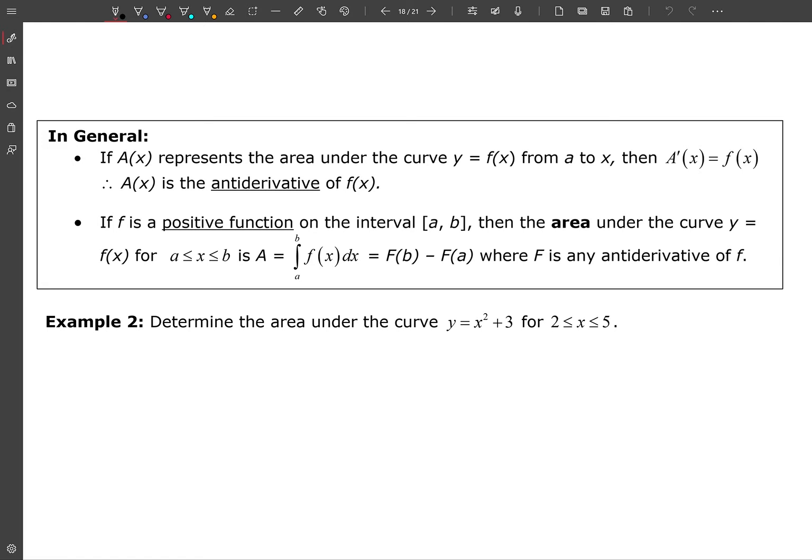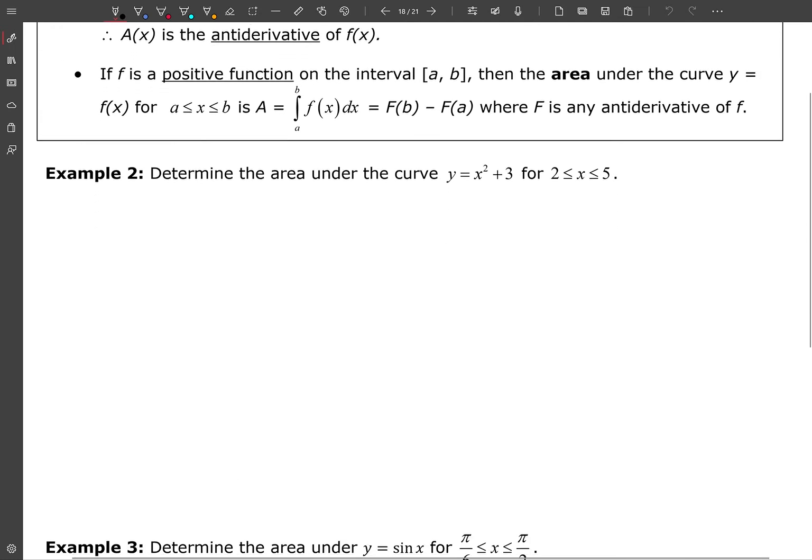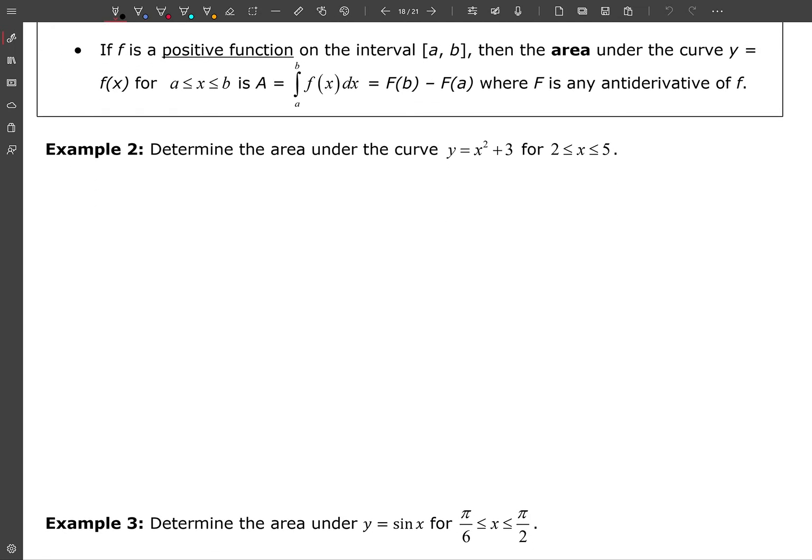If f is a positive function on the interval a to b, then the area under the curve y is equal to f of x, from a to b, is equal to the integral from a to b of f of x dx, which is equal to big F of b minus big F of a. In other words, the antiderivative at b minus the antiderivative at a, where F is any antiderivative of f. This is, again, just what we just did. Nothing fancy. It seems more complex when you put it in these terms, but it's the same thing we just did in the previous example.